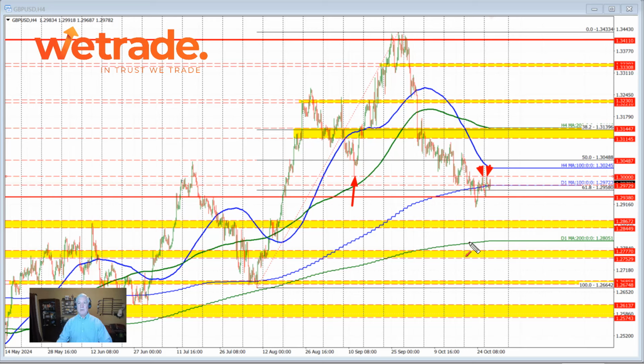So the 130 level is shaping up as a key level on the top side, as is the 100-day moving average on the downside. Get below the 61.8% retracement, this low right here, opens the door for moving down to here. So there we have it. A look at the major currency pairs. The dollar is getting stronger as we speak.